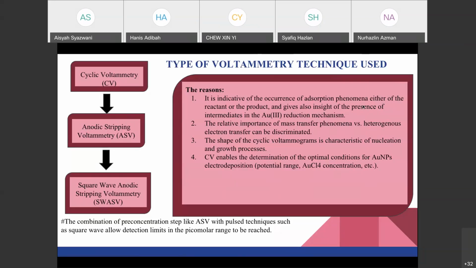The third is the shape. The shape of the cyclic voltammogram is characteristic of nucleation and growth process. And fourth is cyclic voltammetry enables the determination of the optimal condition for gold nanoparticles electrode deposition, such as potential range, gold chloride concentration, and etc.